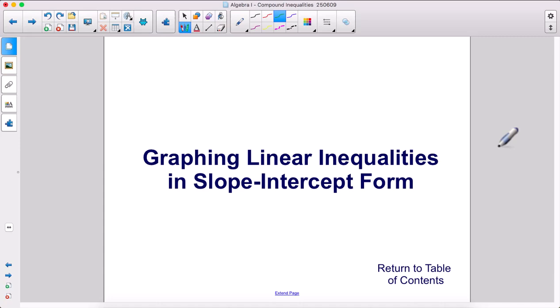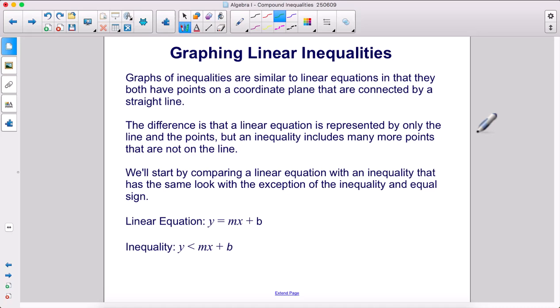Graphing linear inequalities in slope-intercept form. Graphs of inequalities are similar to linear equations in that they both have points on a coordinate plane that are connected by a straight line. The difference is that a linear equation is represented by only the line and the points, but an inequality includes many more points that are not on the line.